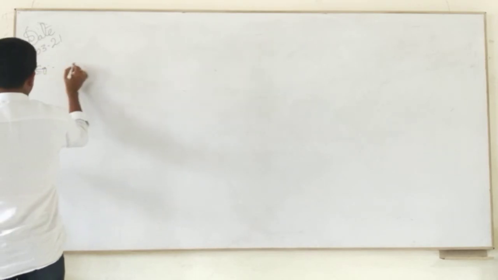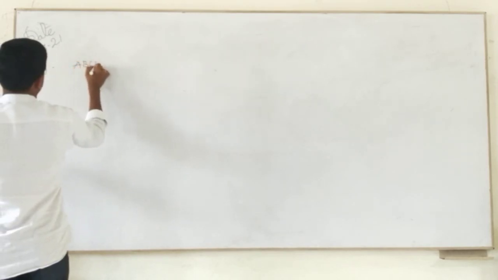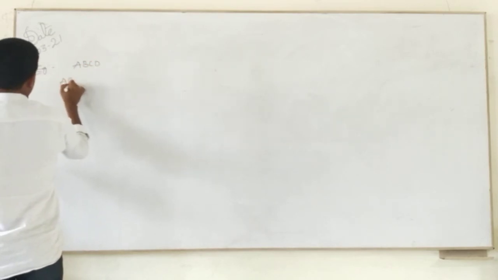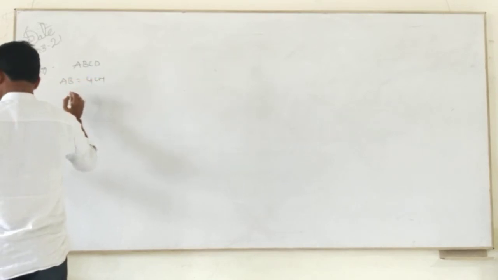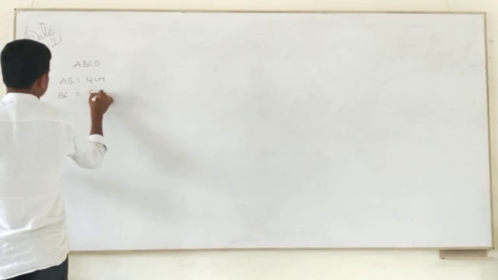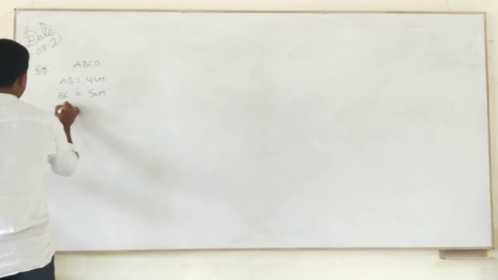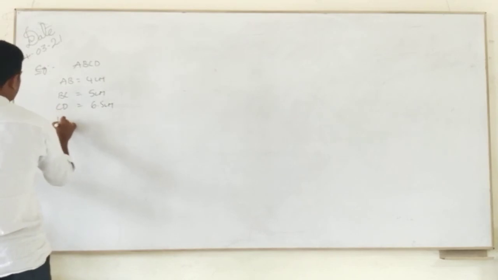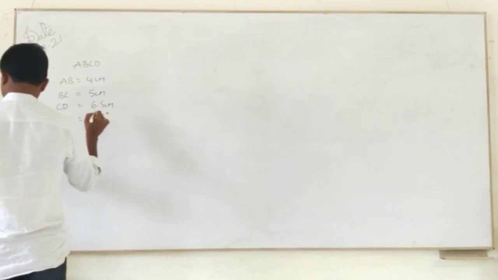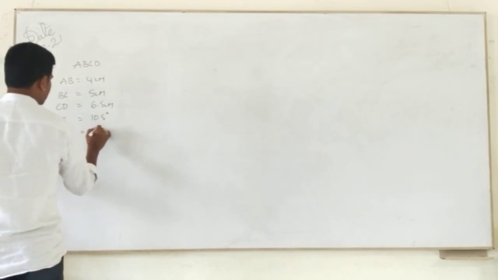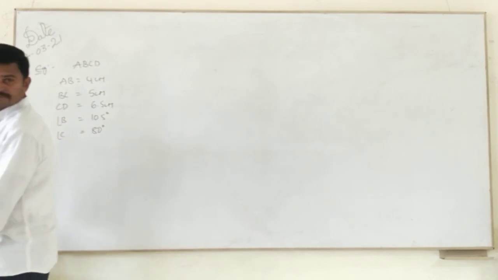Construct quadrilateral ABCD. Name of the quadrilateral is ABCD, in which AB equals 4 centimeters, BC is equal to 5 centimeters, CD is equal to 6.5 centimeters, angle B equals 105 degrees, angle C equals 80 degrees.